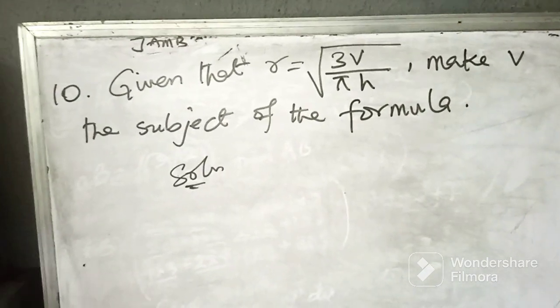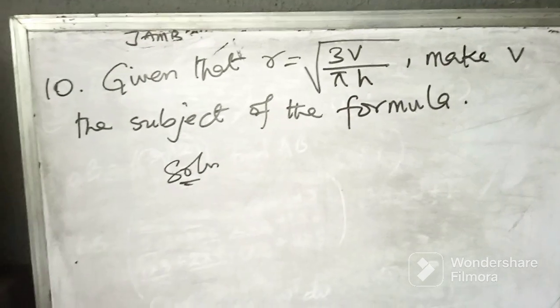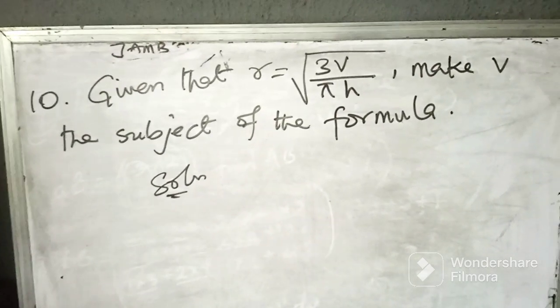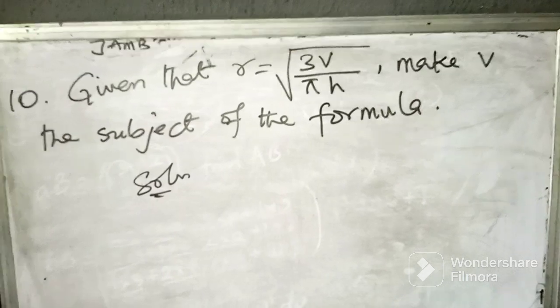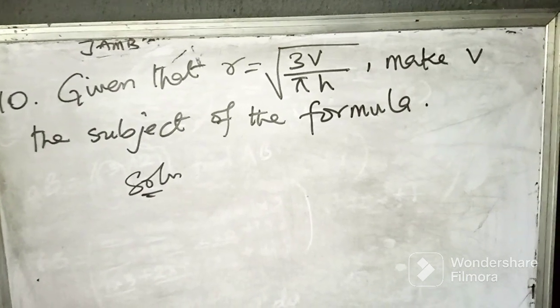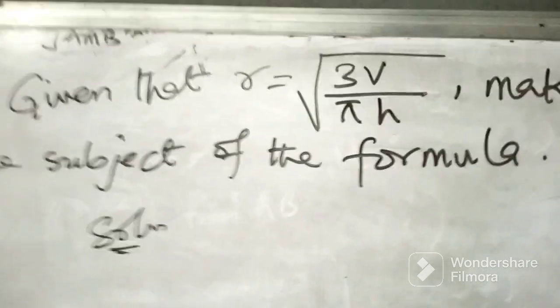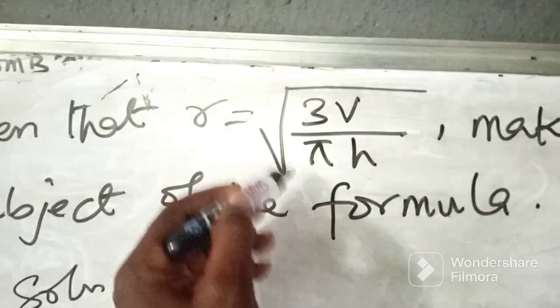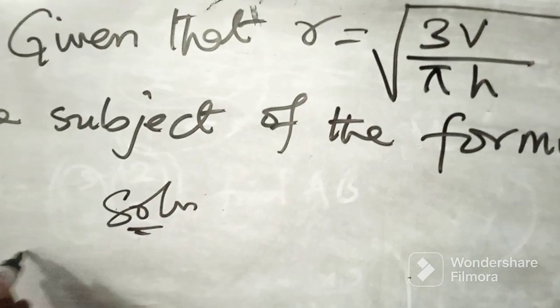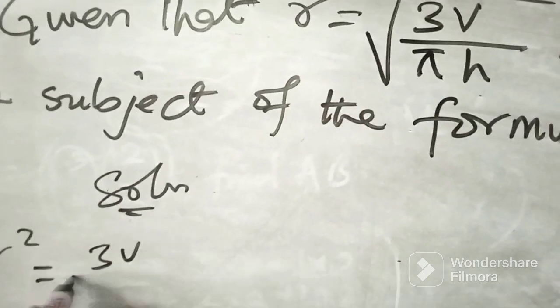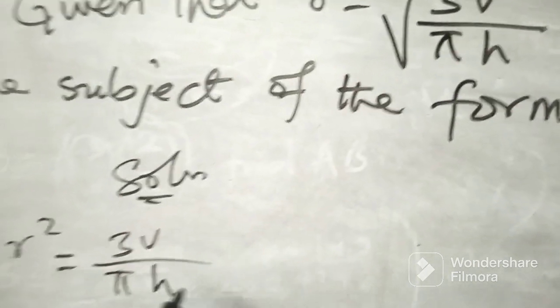The 10th question, which is the last question for today. Here they say given that r is equal to square root of 3v over pi h, and we have to make v the subject. So what you are going to do is that to remove the square root, we are going to square both sides so that we have r squared equal to 3v over pi h.